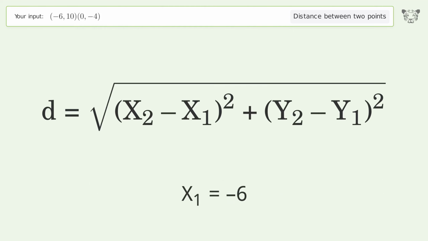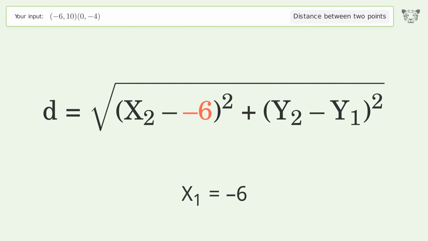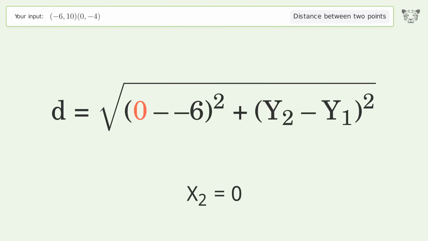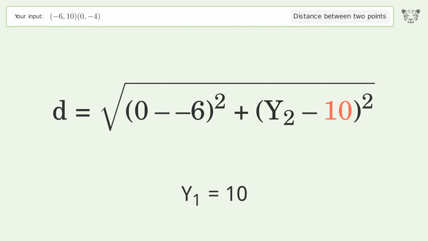x1 equals -6. x2 equals 0. y1 equals 10. y2 equals -4.